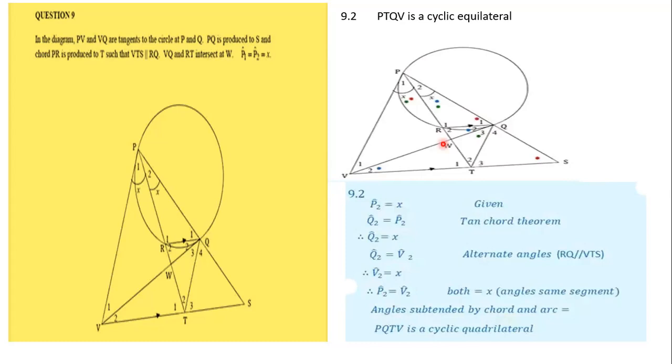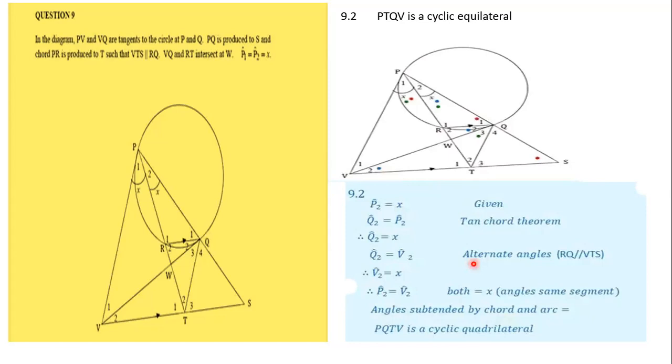So since now we have our angle Q2, we say Q2 is equal to V2. Why is Q2 equal to V2? There's a reason for that. It's because of alternating angles. There it is.